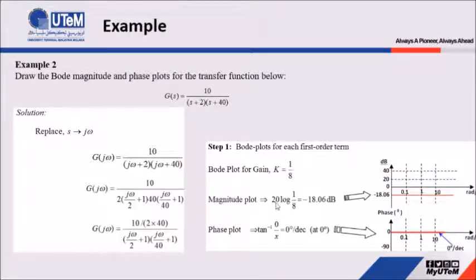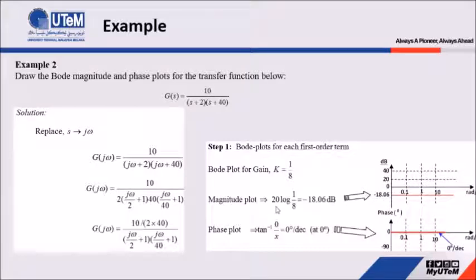We just use the same formula we have used before, which is 20 log 1 over 8 here. After we calculate, we get this equal to negative 18.06 dB. So that means for gain, the magnitude plot will start at negative 18.06 like this.